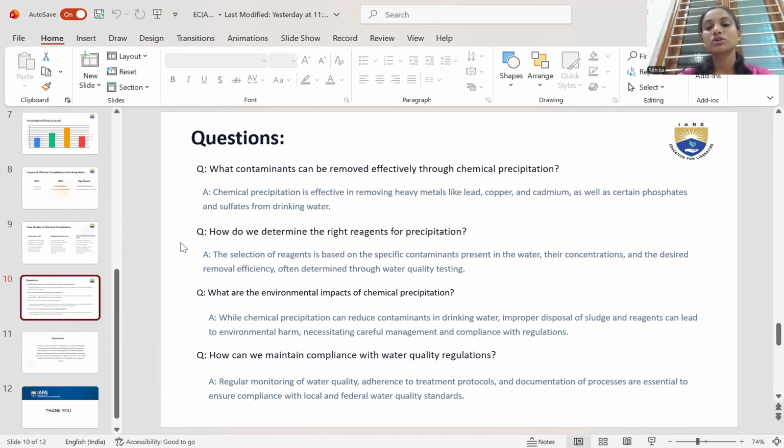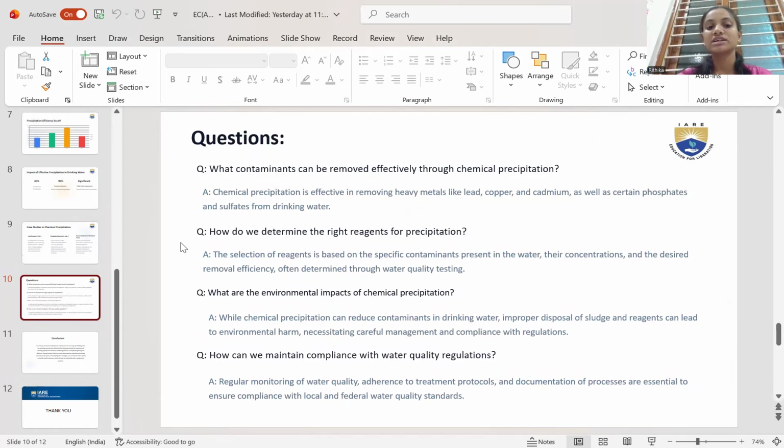Frequently asked questions on this topic, chemical precipitation in drinking water. First, water contaminants: which contaminants can be removed effectively through chemical precipitation? Chemical precipitation is effective in removing heavy metals like lead, copper, and cadmium, as well as certain phosphates and sulfates from drinking water. How do we determine the right reagent for precipitation?